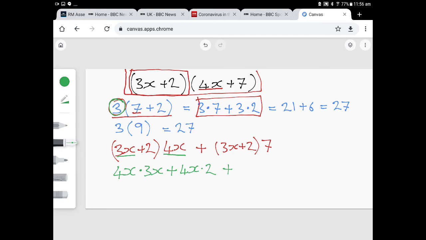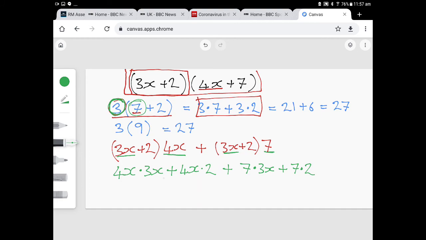Now I've got another plus here, and I've got another term here. And I can use the same argument again. I can say, well, let's take this 7 and multiply it with the 3x, as I was doing up here, the 3 and the 7. So we'll do 7 multiplied by 3x plus 7 multiplied by 2. So you see, each time what I've got outside, I multiply it with the term inside.